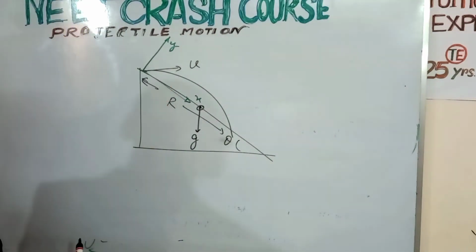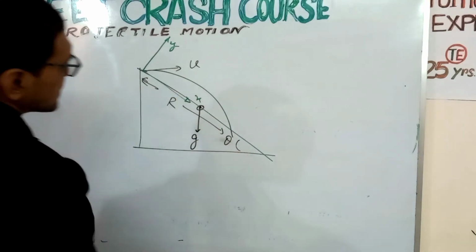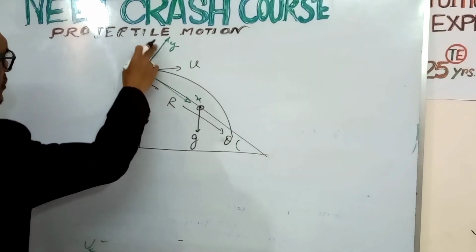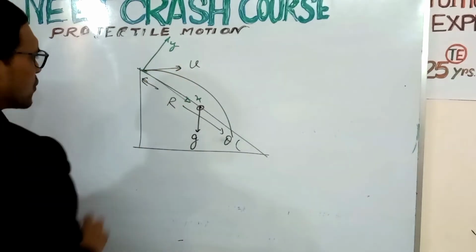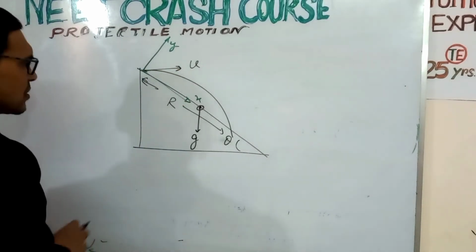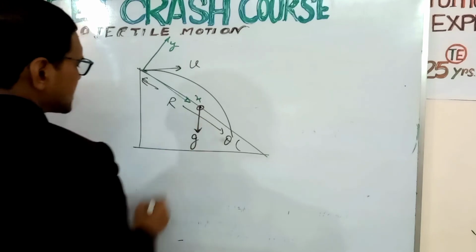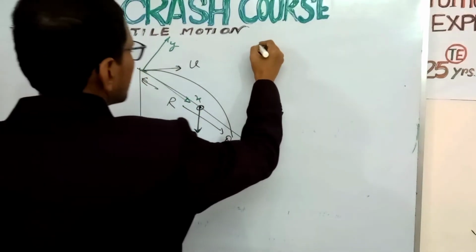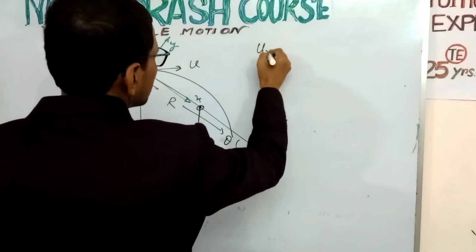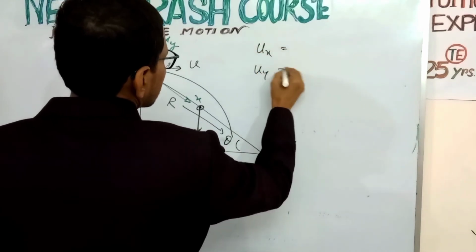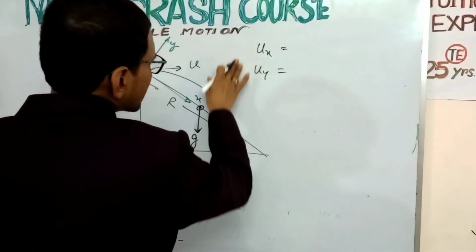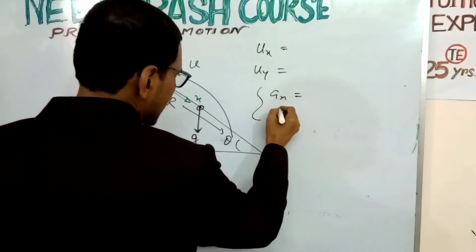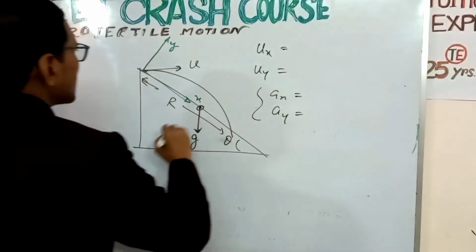Just let me illustrate one simple example. So if we take x and y directions like this, velocity is u. So what is g? g is this, acceleration is this. Now we have to consider always ux, uy, that is we have to take the velocity along the x direction and y direction, and also we have to take the acceleration along the x and y directions. ux equal to what?